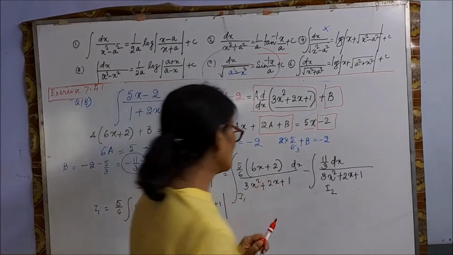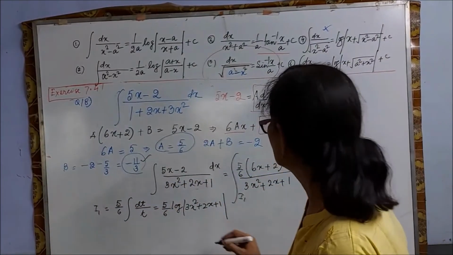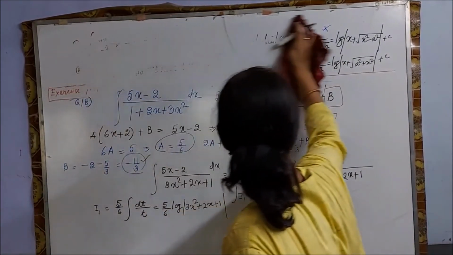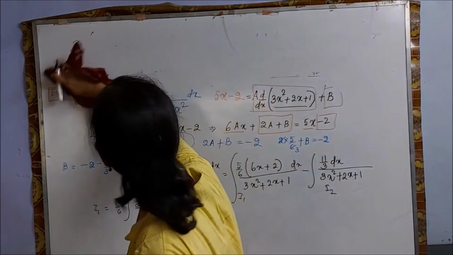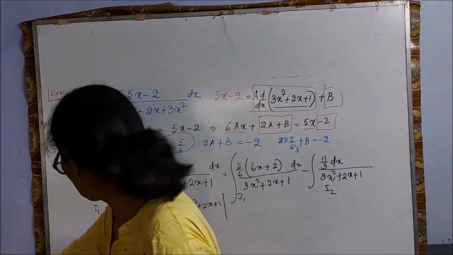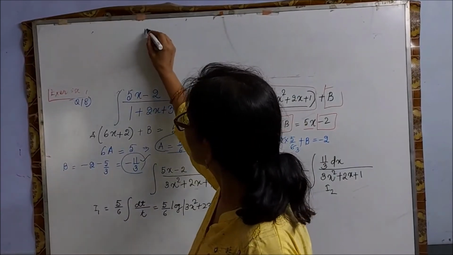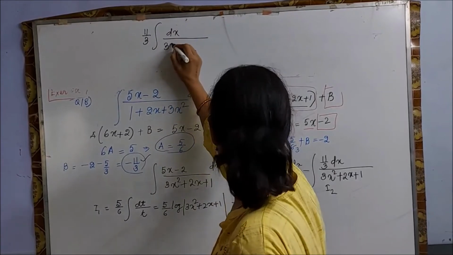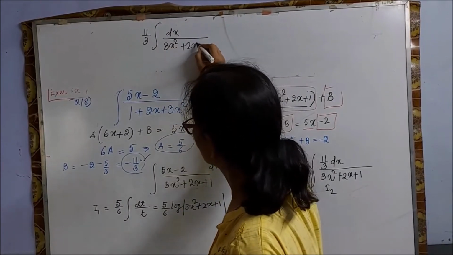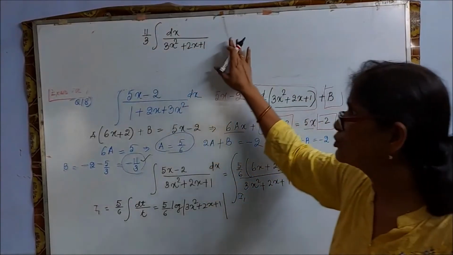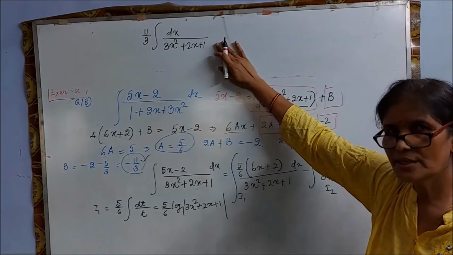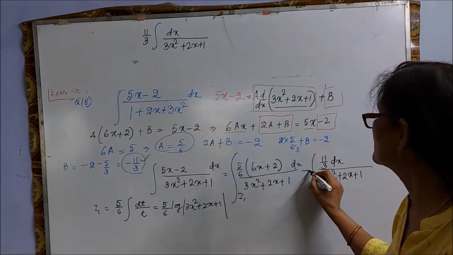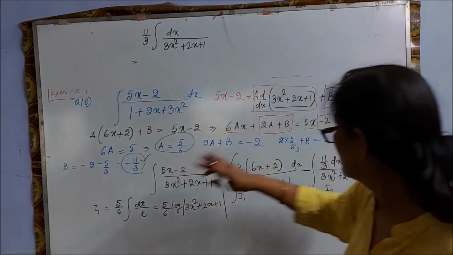Next, coming to integral 2. I am rubbing here because this is the last question I will discuss, so I am taking the space here. So it will be 11 by 3 dx by 3x square plus 2x plus 1. I have written here because I want to show this special integral. This is again a tricky question. Please remember there is a negative sign here. So we will write I1 minus I2.